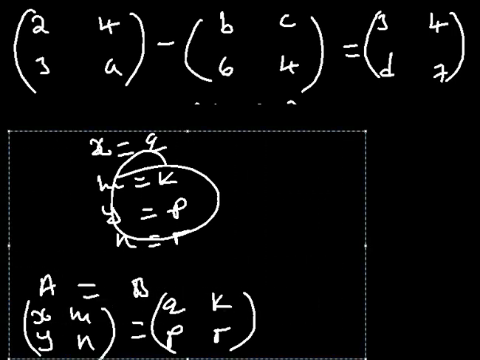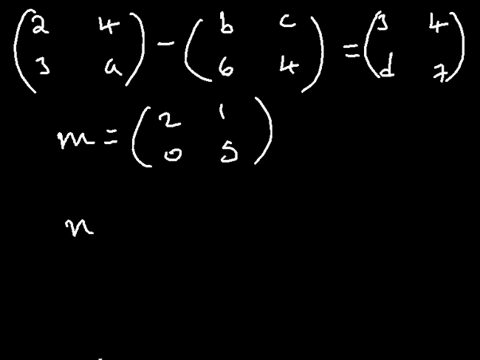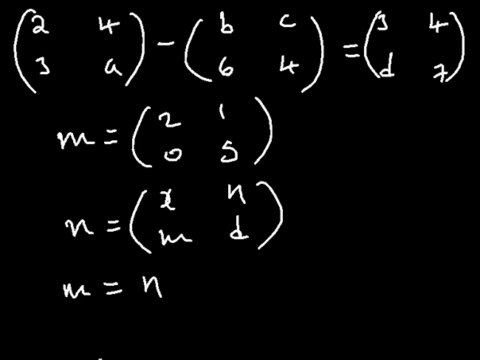So how about, let's say, if we have this case? Let's say we have the matrix M given as 2, 0, 1, 5, and let's say we have the matrix N given as X, M, N, and D. Now, given that the matrix M is the same as N, find the values of X, M, N, as well as D.